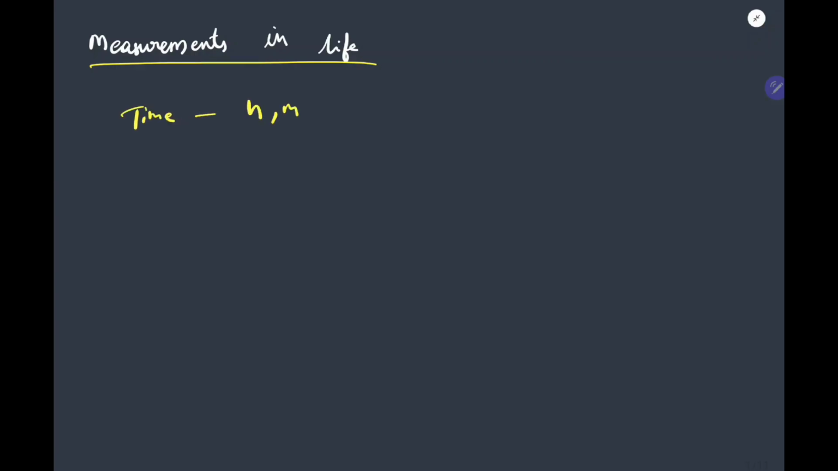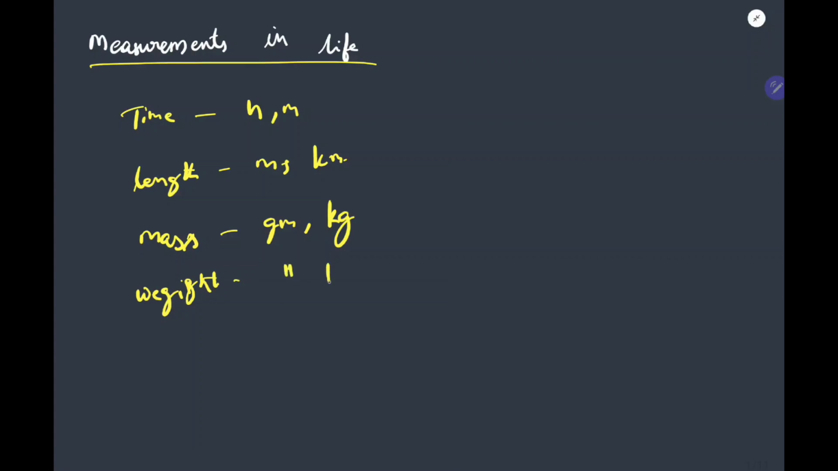Actually, we use lots of measurements in our daily life. Those measurements, like for time we use minutes, hours, some kind of units. For length we use measurements like meters and kilometers. And for mass, that means for weight, we use grams. At the same time we use kilograms also. And for weight also we use the same gram and kg.